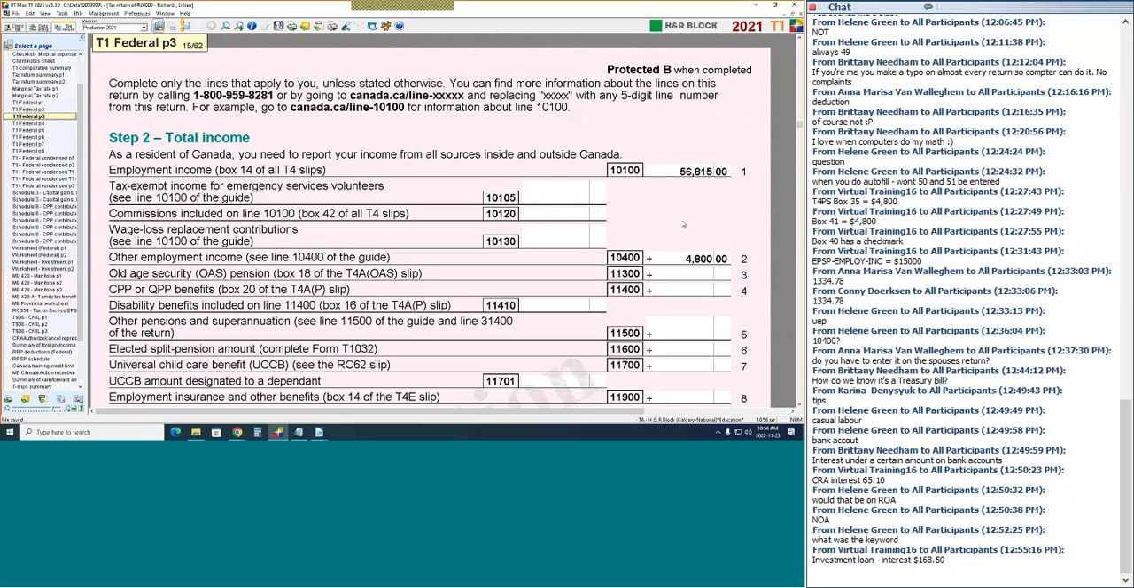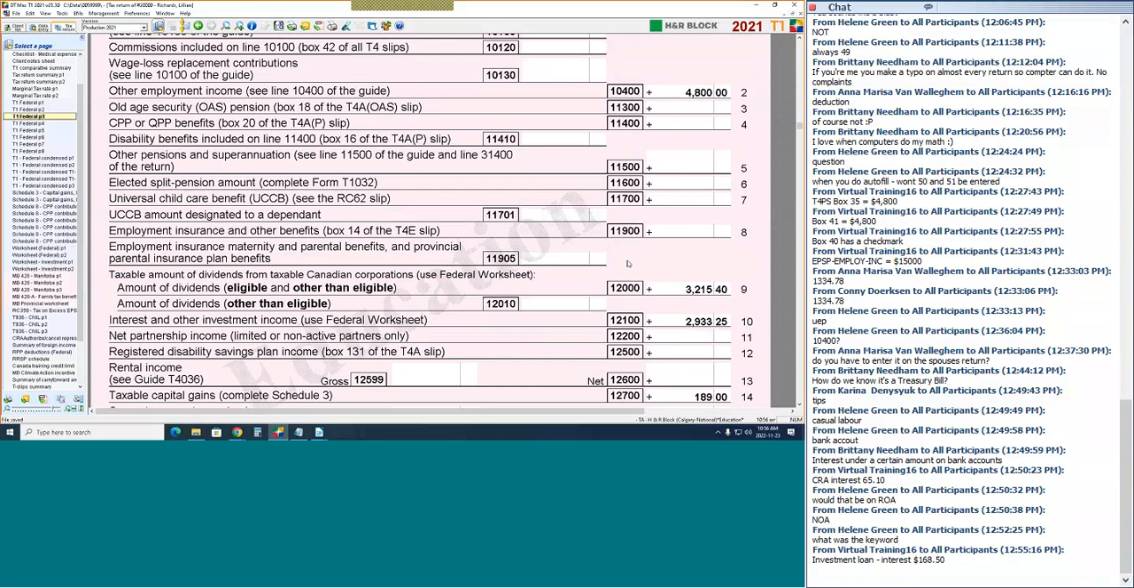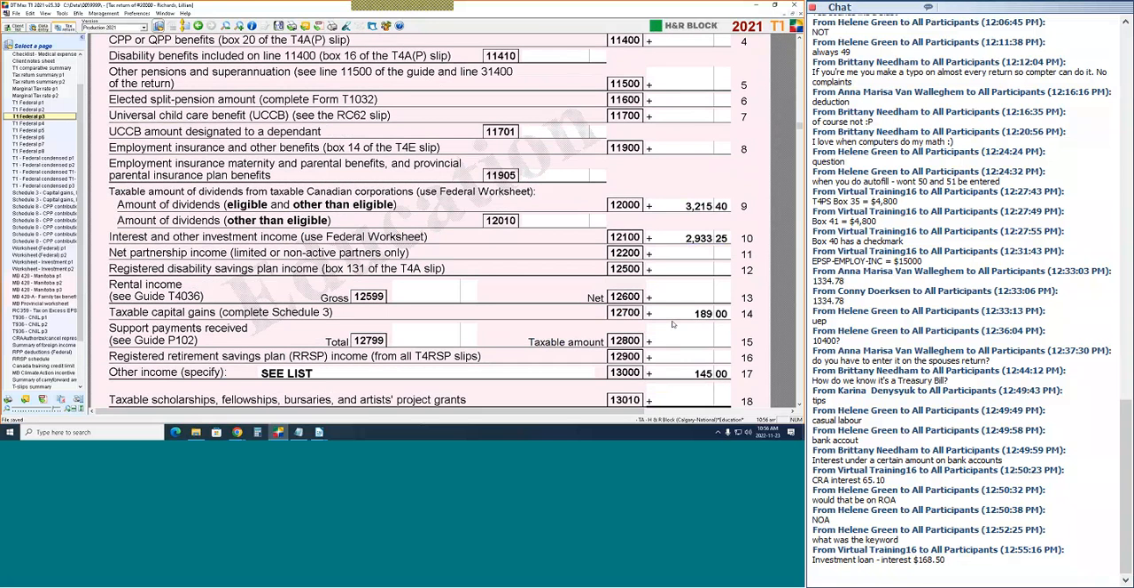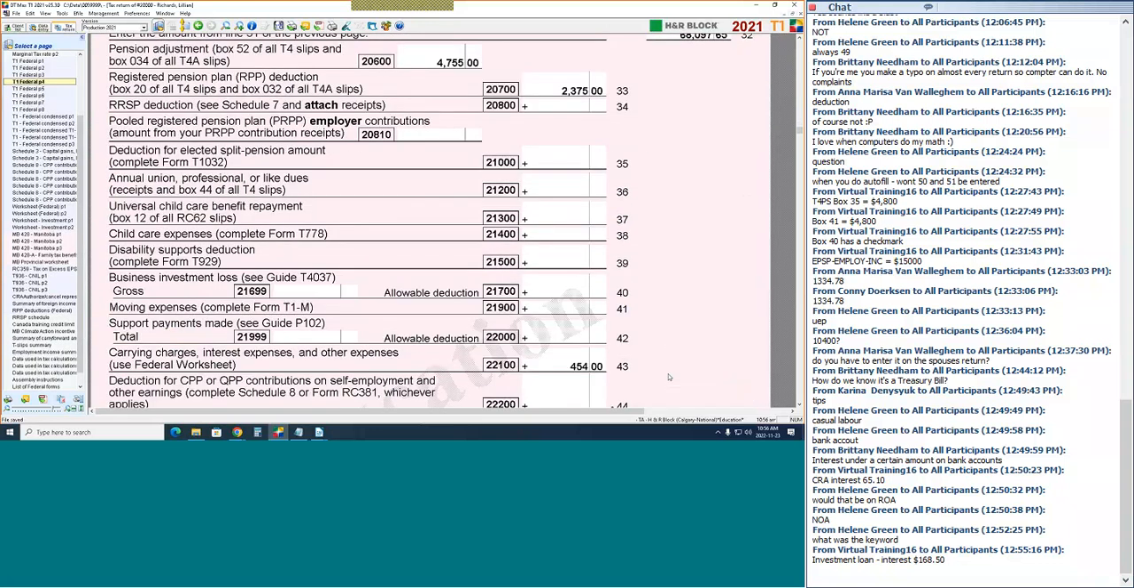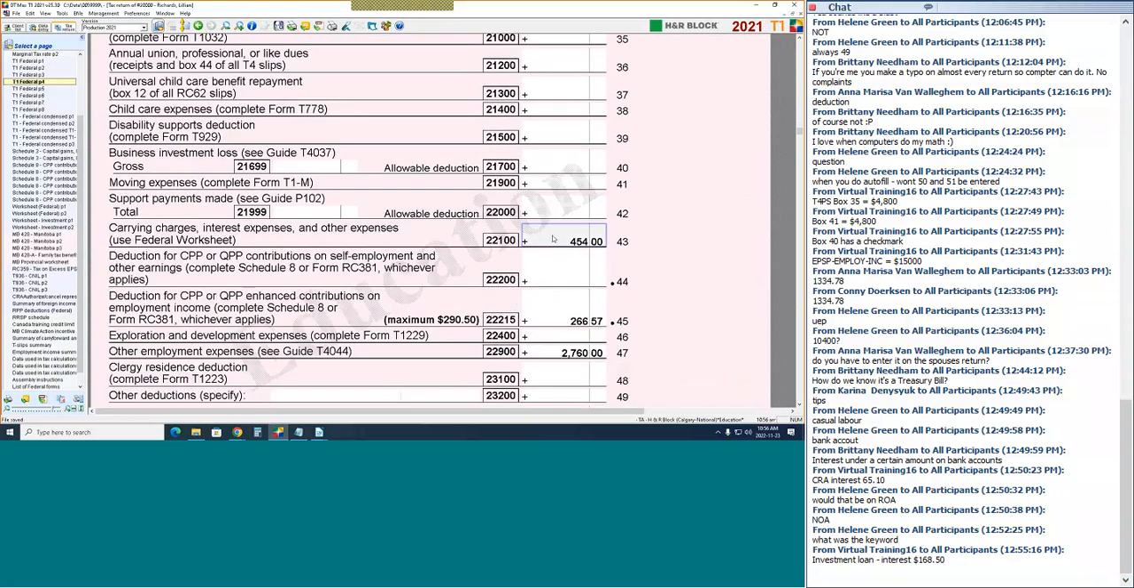So you should have, employment income has not changed. We've added some of this specialized T4PS other employment income. You should have $4,800 there. We've added in quite a few dividends. The total dividends will now be $3,215.40. We have interest and other income from the worksheet, $2,933.25. Taxable capital gains, $189. Other income, $145. When we get down to our deductions, you should have carrying charges of $454.